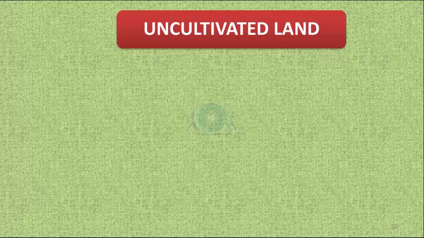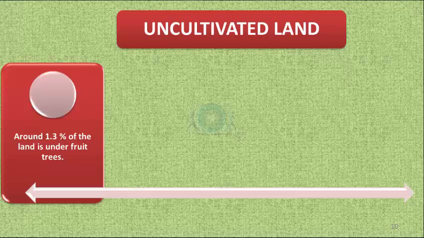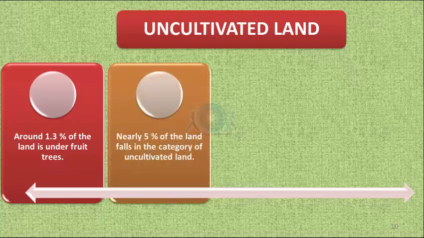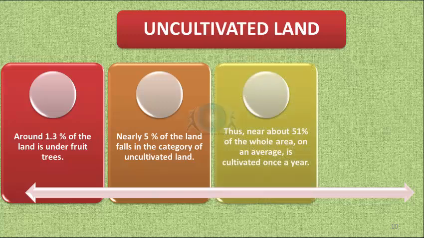Now, according to the available land use statistics, around 1.3% of the land is said to be under fruit trees, and 5% of the land falls in the category of uncultivated land, that means land which is cultivated once in every 2 to 3 years. Thus, nearly about 51% of the whole area on an average is cultivated once a year. The cultivated lands are subsidiary lands, and they are kept so as to re-establish their richness. Its use depends on high quality and timely rains also.